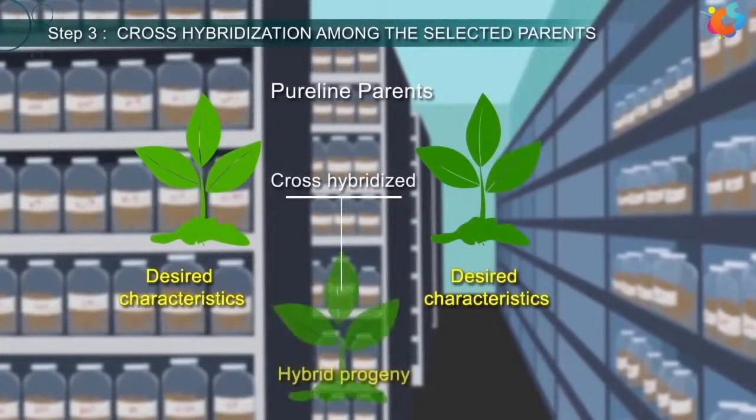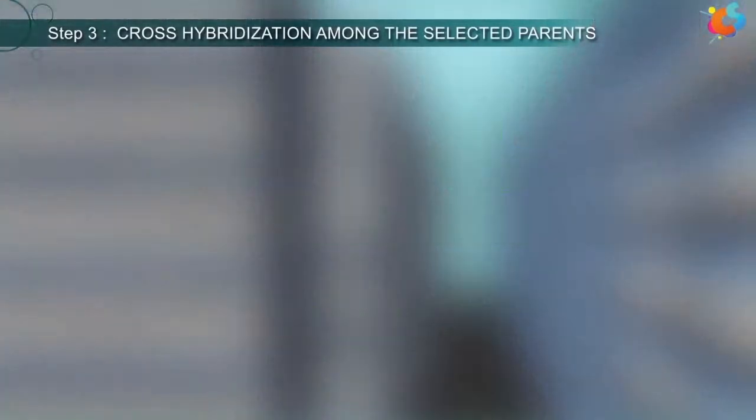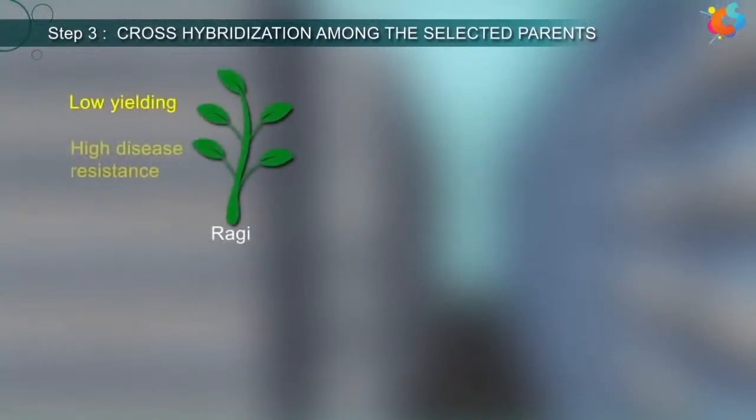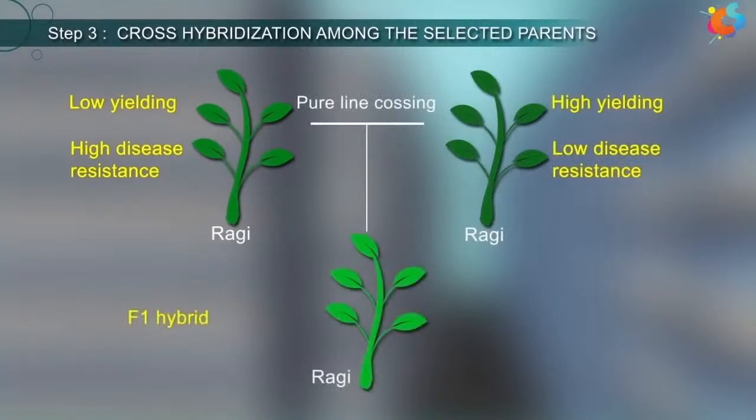Cross-hybridization helps to produce hybrid progeny. This helps to bring desired traits from different plant lines into one plant line. For example, if we cross a low-yielding, high disease-resistant ragi plant with a high-yielding, low disease-resistance ragi plant, since the parents that are crossed are pure line, the F1 hybrid obtained will have superior characters of both the parents. The progeny here will be a high-yielding and high disease-resistant ragi plant.